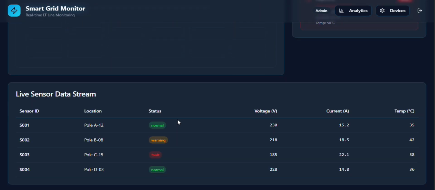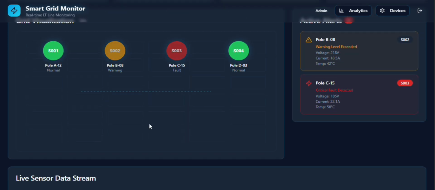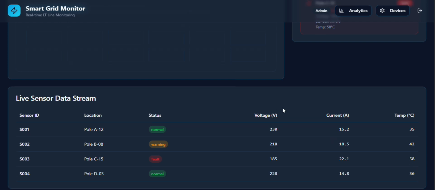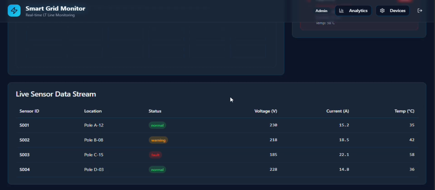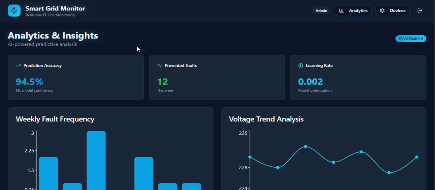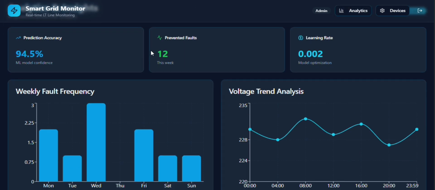So here you can see live sensor data stream. As you can see, it shows us the sensor data on a dashboard, like location we have given, sensor ID is given, and the status. As I have explained earlier, voltage, current, and temperature are all monitored and analyzed by the sensors. Then we can see the analytics. Analytics and insights. The prediction accuracy according to the model is 94.5%. All the data that we are using is arbitrary.